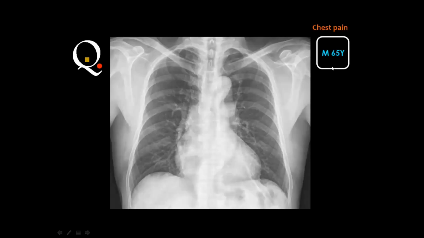And this is a male patient, 65 years old, with chest pain.